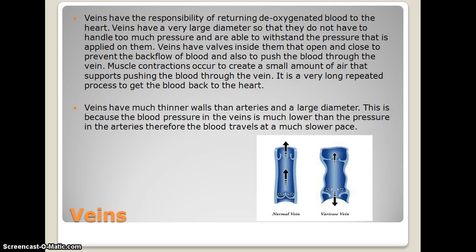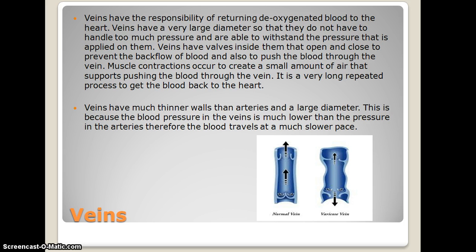Veins also have valves inside them that open and close like a gate in order to prevent the backflow of blood and also to push blood up through the vein. As the blood is travelling upwards, it naturally is going to fall back down due to gravity, and therefore the gates close to prevent this, and then they also open in order to push the blood up through the vein and back towards the heart. This is done by muscle contractions, as they create a small pocket of air inside the vein that is able to push the blood all the way back up to the heart. It's quite a long process, but over time it's repeated, and then the blood returns to the heart.